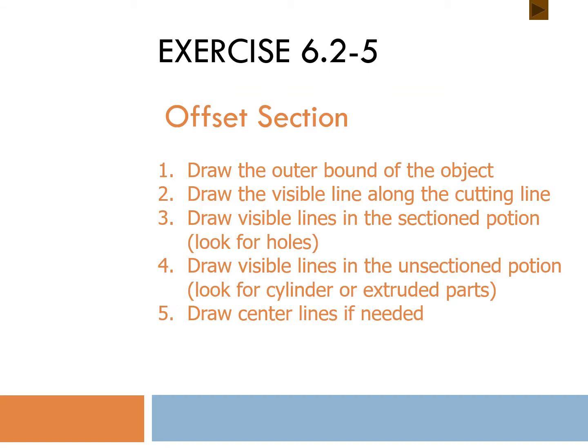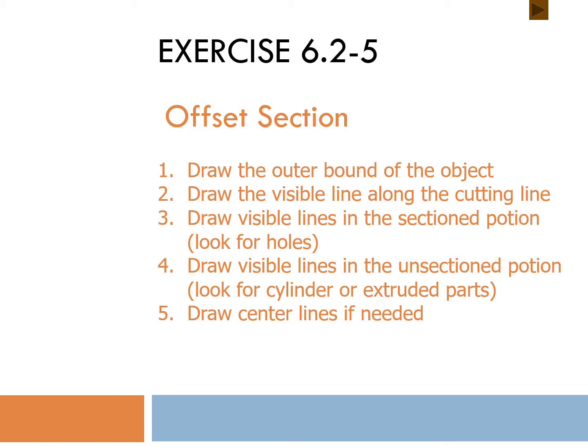So what are the skills and what are the procedures that you should use to do an offset section view? Here we list several guidelines, and we're going to use an example to explain how you use them. The first thing you do is simply draw the outer bound of the object. So when you have an object, what are the basic things that you can see without going into the inside of the object? The outermost bound of the object is the first thing you're going to draw, and those should be visible lines.